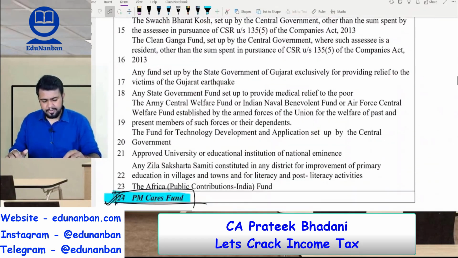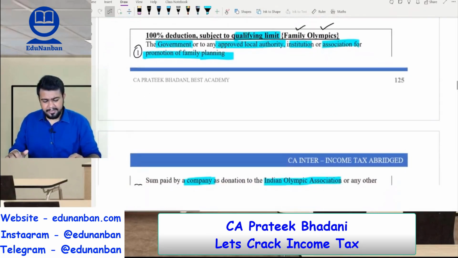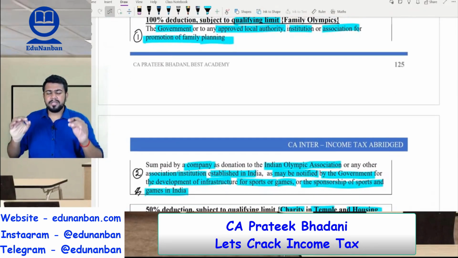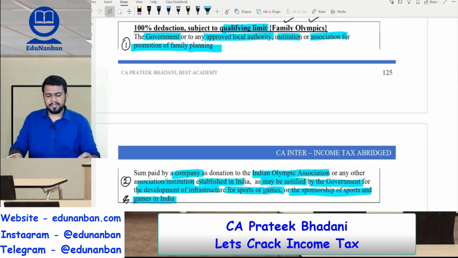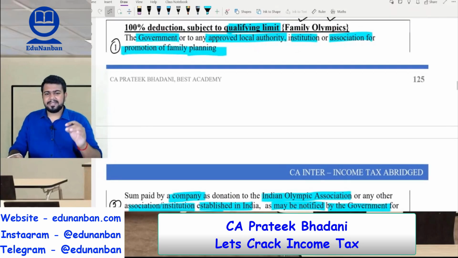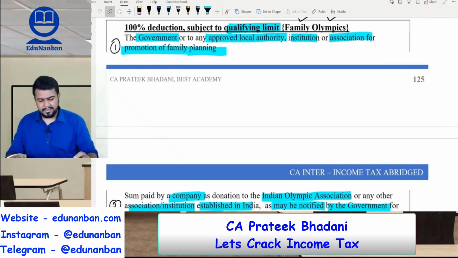However, now let's come to the limited category. Limited category means the donation should be within the limits. So what is covered in the limited category? Let us see. First, let us see the 100% limited category. In the 100% limited category, who is covered?